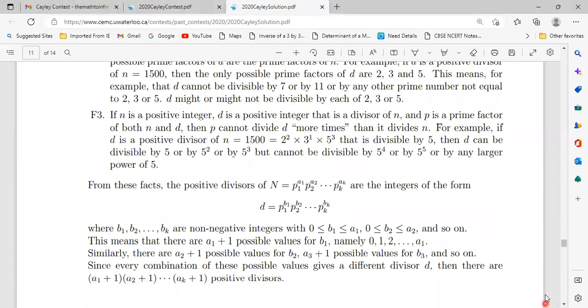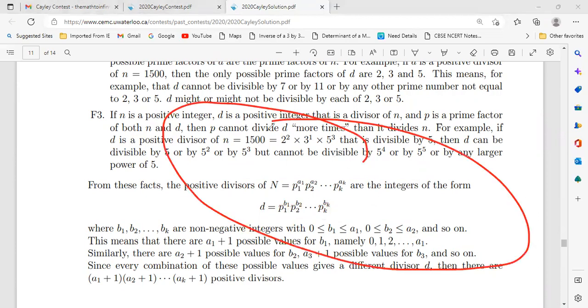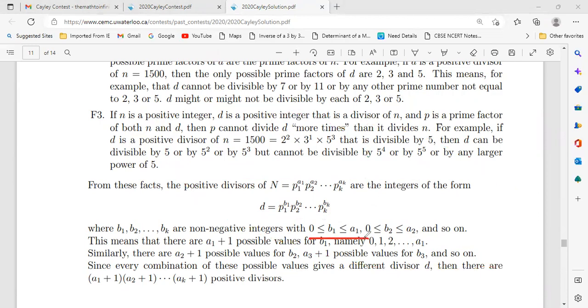And so now again we are going to the positive divisors of n, which is expanded as p1 power a1, p2 power a2, and so on, pk power ak. Also we have written the form of the divisors as p1 power b1, p2 power b2, and pk power bk. So you're just applying fact 3 over here, and you are writing b1 is lesser than or equal to a1 and greater than or equal to 0 because it is a positive integer.